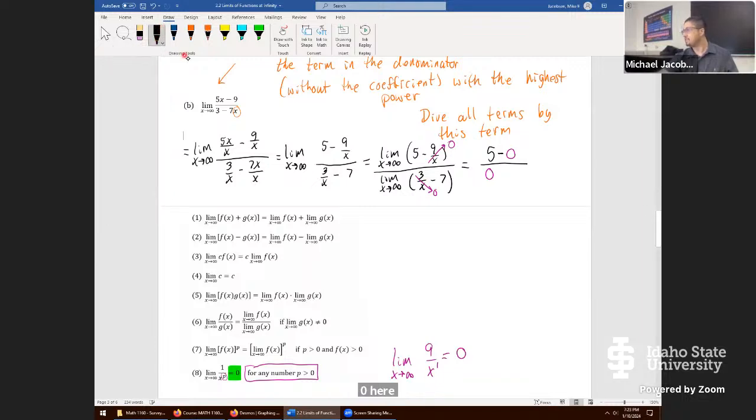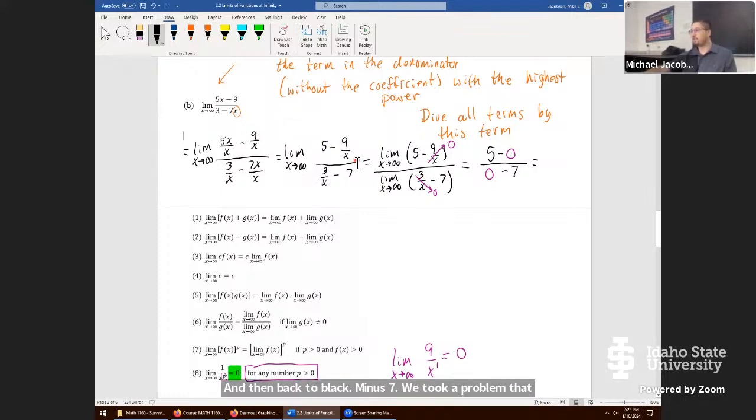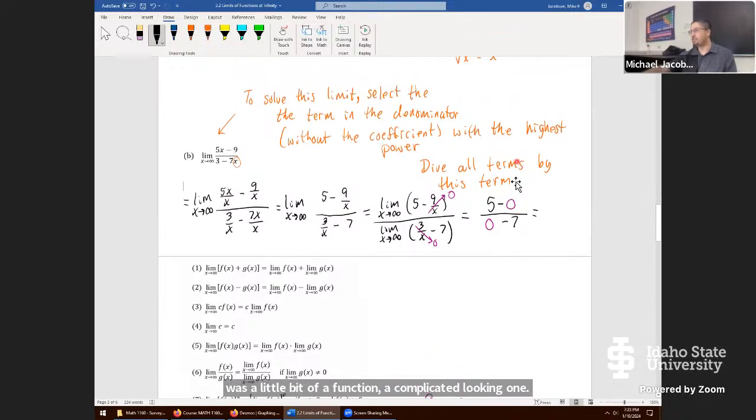And then back to black, minus 7. We took a problem that was a limit of a function, a complicated looking one. We worked out the limit laws by using the strategy here in orange, and this is what it comes out to. At this stage, we don't write the limit operator because we're done taking the limit.